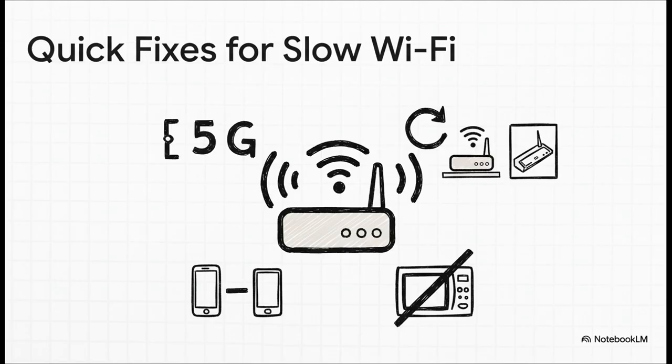Just reboot your router. Turn it off, wait 30 seconds, turn it back on. Next, where is it? If it's tucked away in a cabinet, get it out. Move it to a central spot in your home, about 1 or 2 meters off the floor. Also, keep it away from things like microwaves or big metal objects that can mess with the signal. Try disconnecting a few devices you aren't using. And finally, if your router has it, switch to the 5GHz band. It's like a less crowded, faster highway for your internet.